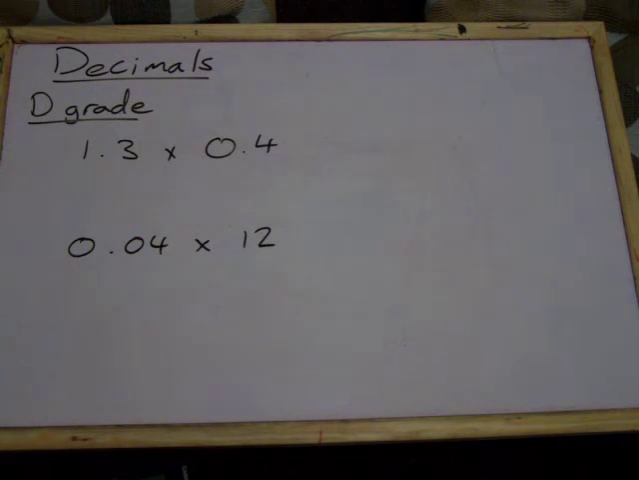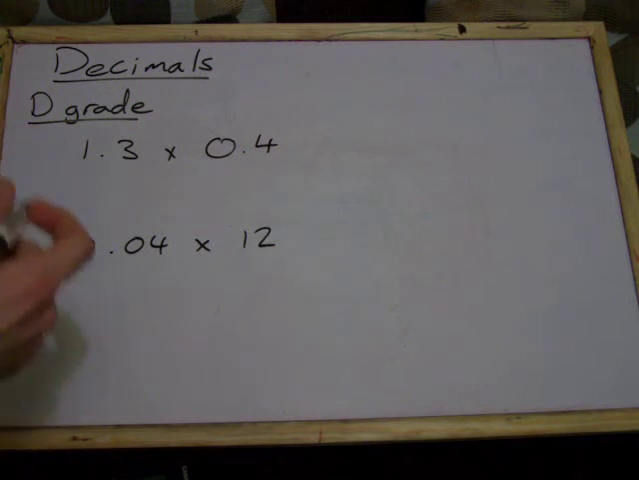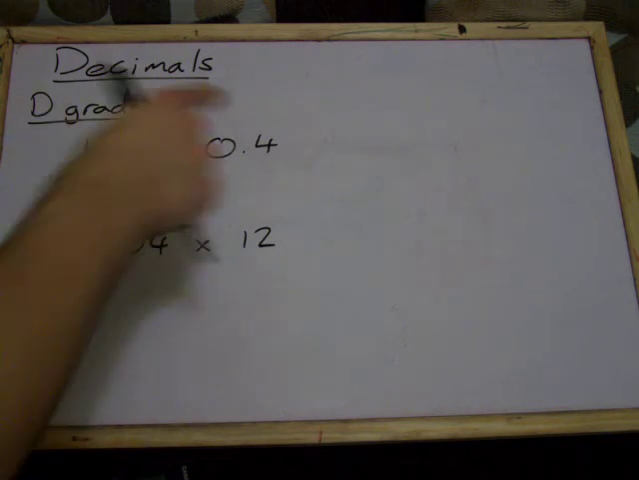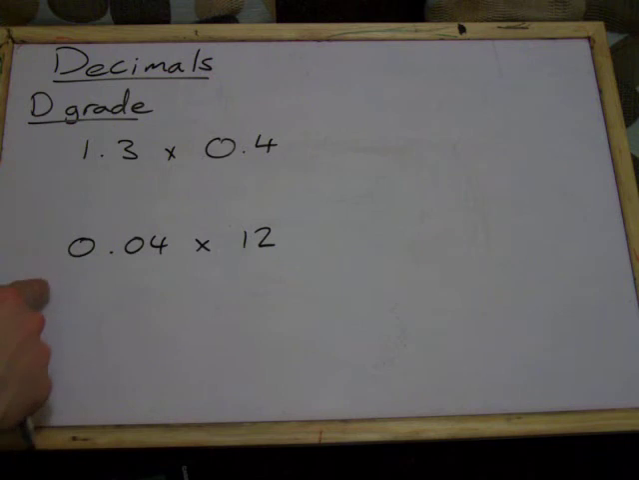Right, decimals grade, so applying to both higher and foundation levels here. We've got two examples of two decimals that you are expected to be able to multiply without a calculator. In this case we've got 1.3 times 0.4, and in the second one we've got 0.04 times 12.